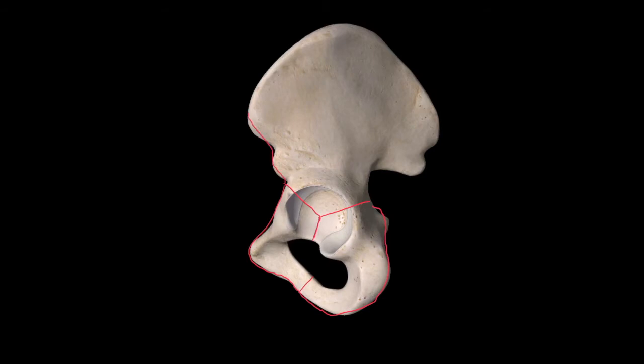And then right here we have the ilium again. Since this landmark is made up by more than one bone, we parent it back to the os coxae. This entire region right here is called the acetabulum of the os coxae.